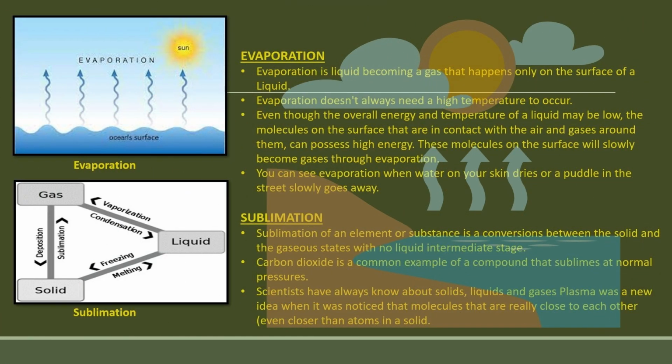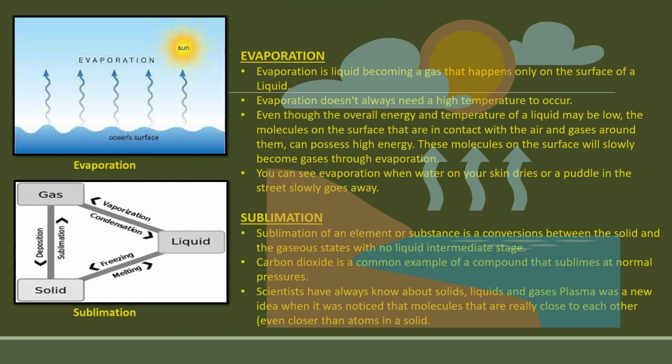Evaporation. Evaporation is liquid becoming a gas that happens only on the surface of a liquid. Evaporation doesn't always need a high temperature to occur. Even though the overall energy and temperature of a liquid may be low, the molecules on the surface that are in contact with the air and gases around them can possess high energy. These molecules on the surface will slowly become gases through evaporation. You can see evaporation when water on your skin dries or a puddle in the street slowly goes away.